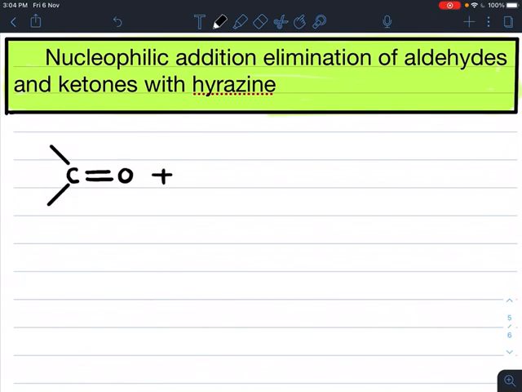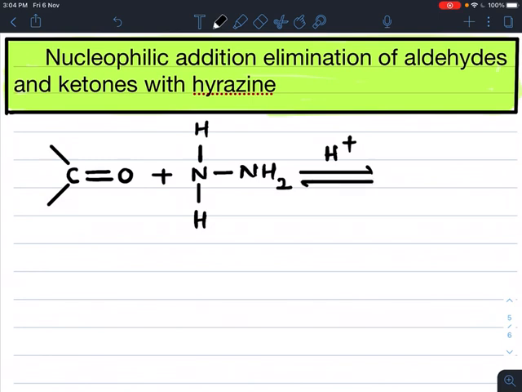When treated with hydrazine, the formula of hydrazine is NH2 bonded with NH2. This reaction takes place in the presence of a weak acid, so we can write H plus on the arrow, and this reaction is reversible. The first step is reversible. Hydrogen is added to the oxygen. The mechanism of this step you already studied in the last video, and nitrogen is added to the carbonyl carbon, and we get the addition product.